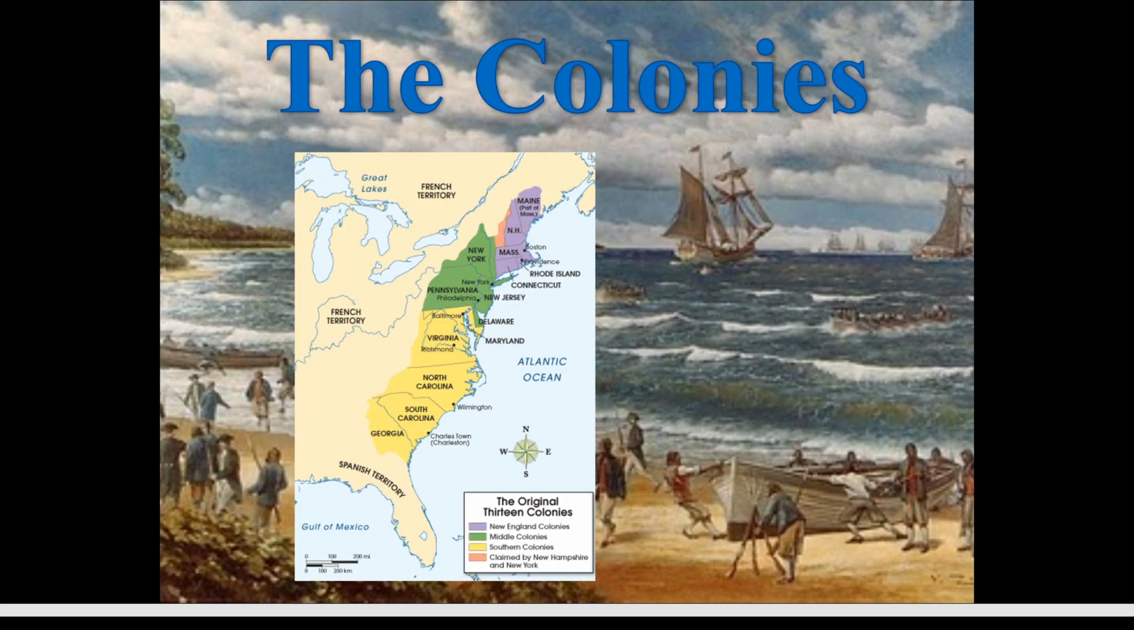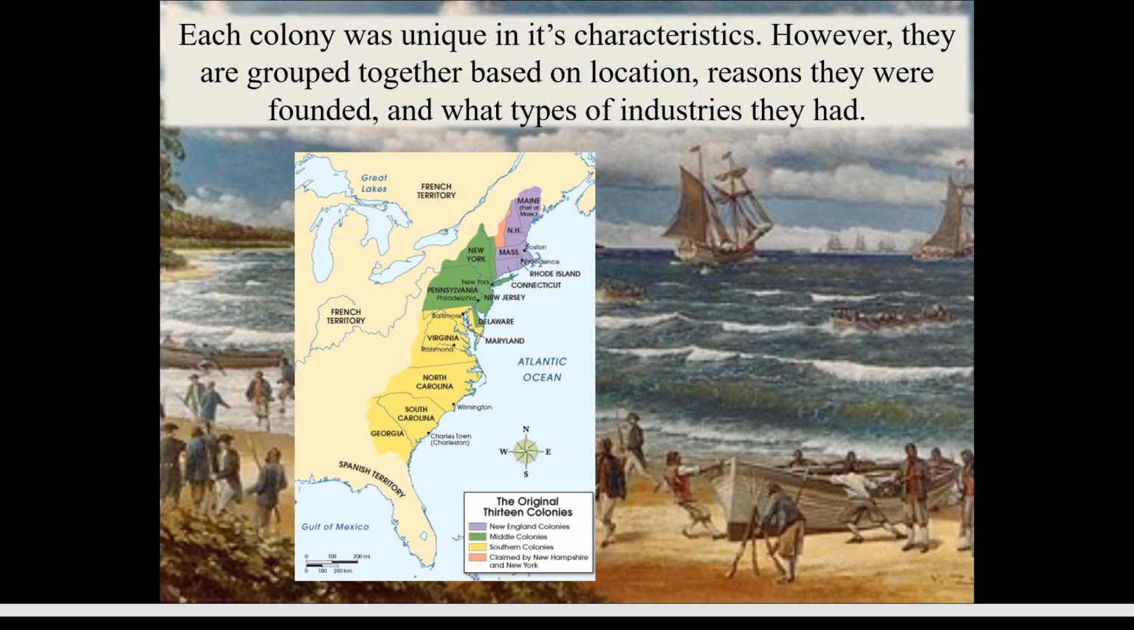Okay, so here are the colonies. Here's a bigger map or a clearer map for that. Okay, each colony was unique in its characteristics. However, they are grouped together based on location, reasons they were founded, and what type of industry they had. So the colonies that you see here that are colored will form the US eventually, right? As you can see on the left side, there's still some French territory. On the southern side, there's still some Spanish territory.